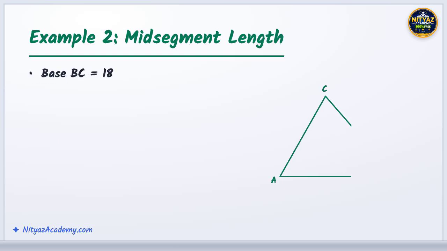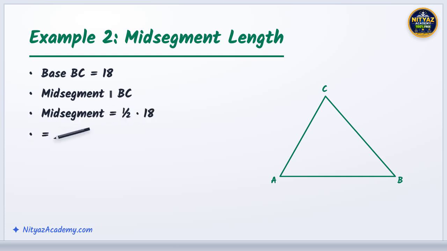Here the base BC of a triangle is 18 units long. A midsegment connects the midpoints of the other two sides and runs parallel to BC. By the midsegment theorem, its length is exactly half the base. So 1/2 of 18 gives 9 units. No measuring needed. The rule hands you the answer directly.